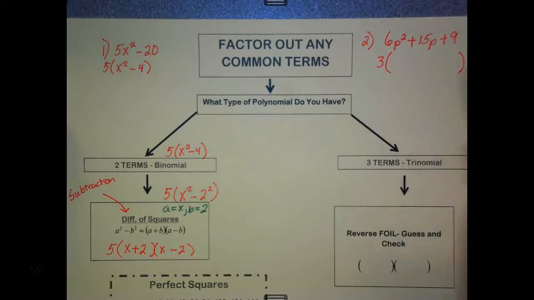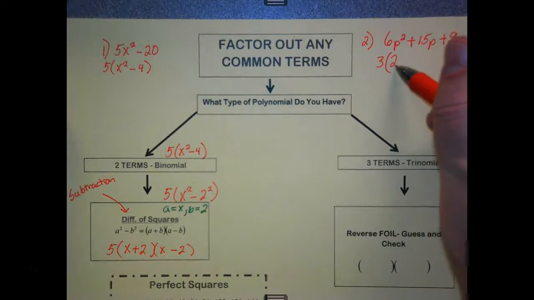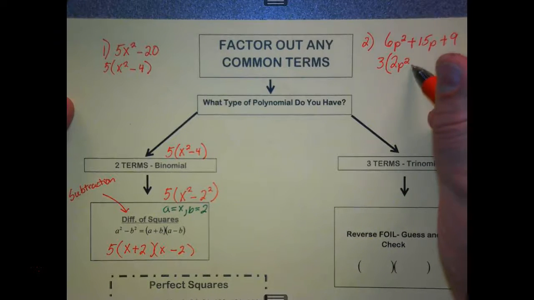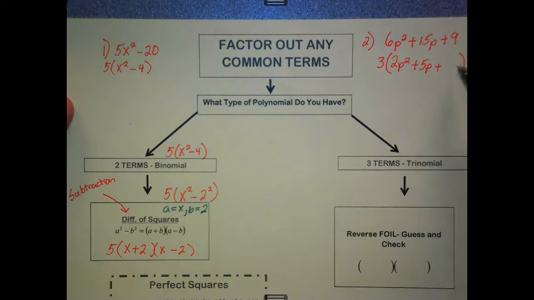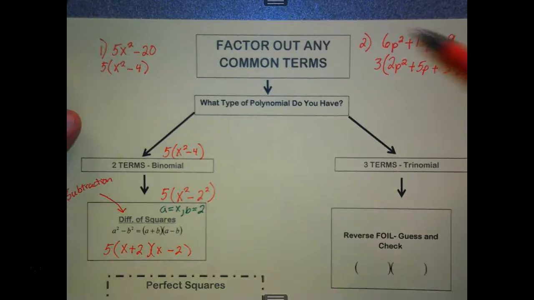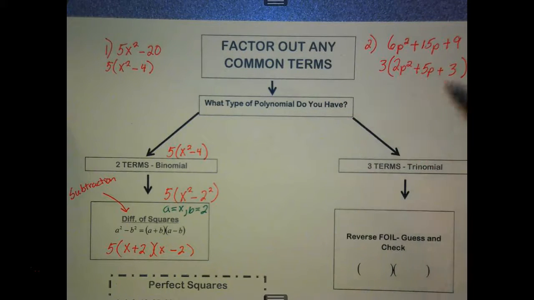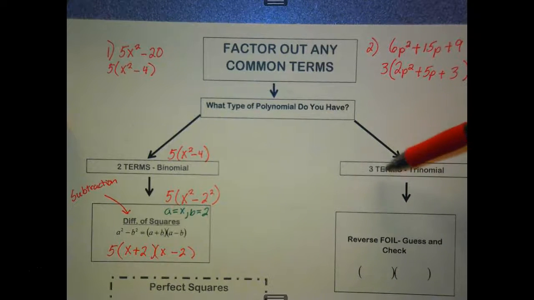Okay. 6p squared divided by 3 is 2p squared. 15p divided by 3 is a positive 5p. 9 divided by 3 is 3. Okay. What type of polynomial do you have? Well, this is 3 terms: 1, 2, 3. So that's 3 terms, a trinomial.